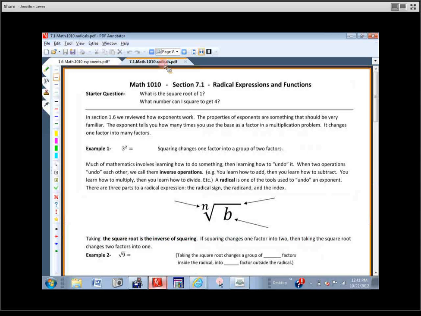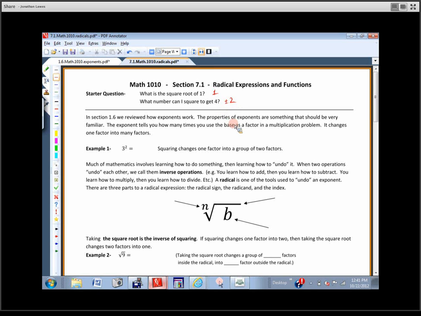And the first question, well, actually the first two questions, they seem like they're kind of related, and they are, but you've got to think carefully about these. It says, what is the square root of 1? What's the square root of 1? It is 1. Okay? The next question is, what number do you square to get 4? What did you say, Sarah? 2 or negative 2. That would be plus or minus 2.